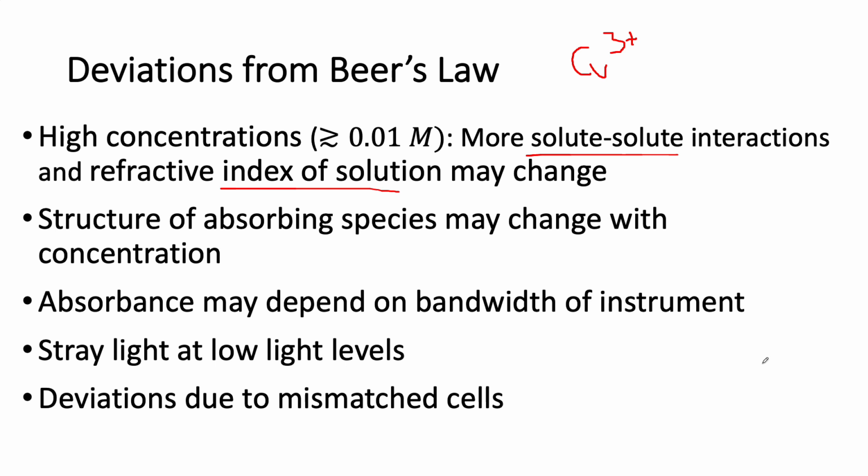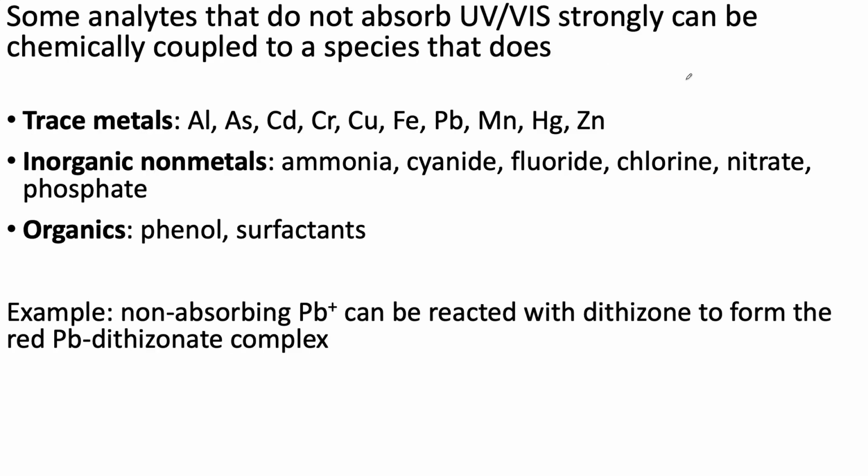And this can be done sometimes very easily. If you're measuring copper 3+, it absorbs nicely in the UV visible region. But a lot of things don't absorb where you want them to absorb, because you've got this machine that measures in the UV visible, and if your sample doesn't absorb there, are you out of luck? Well, not always, all right?